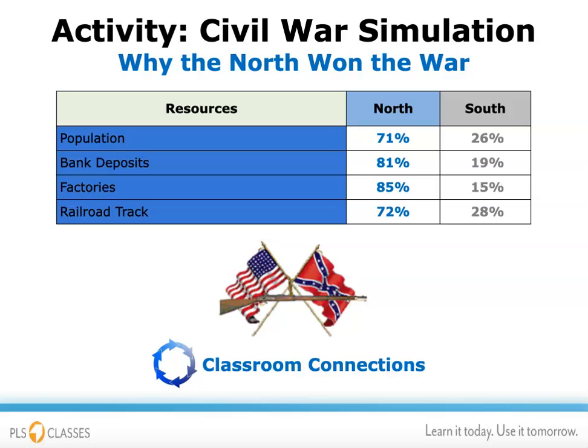On the Why the North Won the War table, write the following information. Population for the North, 71%, to the South, 26%. Bank deposits for the North, 81%, for the South, 19%. Factories, 85% for the North, 15% for the South. Railroad track, 72% for the North, 28% for the South. Just like our class simulation, the North had advantages in population and materials.